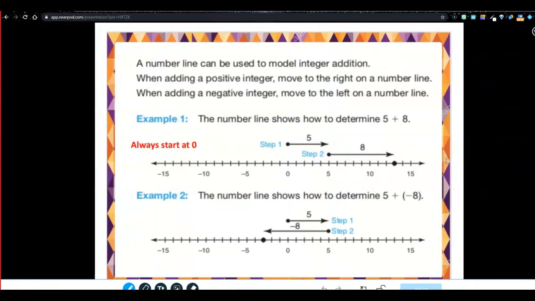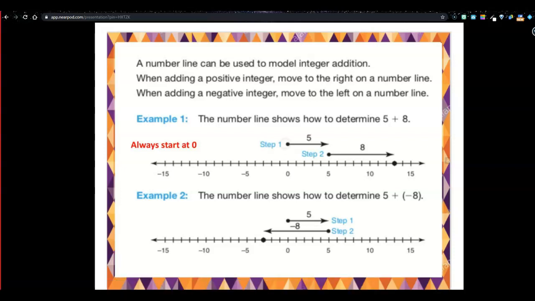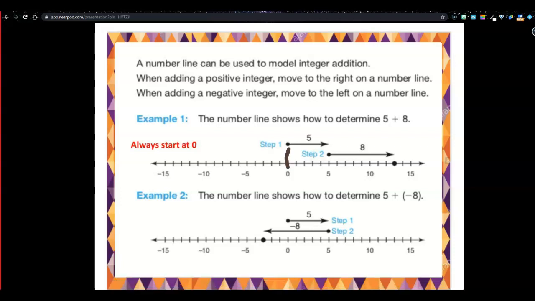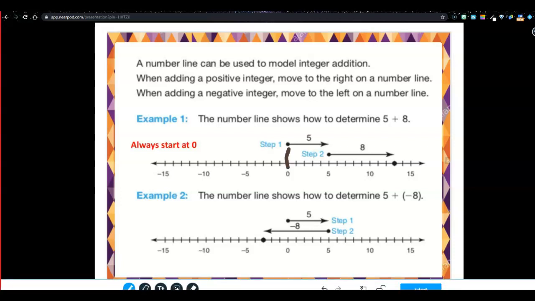Okay, this just shows you what it's going to look like to model these integer addition problems on a number line. First of all, if you're trying to figure out what a number line with arrows is telling you, you have to start at 0. So I can tell by looking at this that my first number is going to be +5. I have an arrow starting at 0, and it's going 5 in the positive direction. Then after that, it makes 8 more steps in the positive direction until I get to +13.